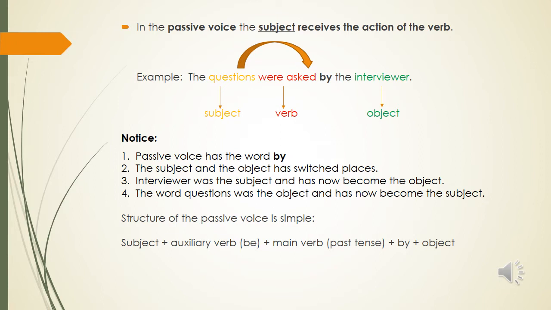The structure of passive voice is simple. It's the subject plus the auxiliary verb plus the main verb in past tense plus the word by and the object. You need to study this form so that you will be able to complete these questions.